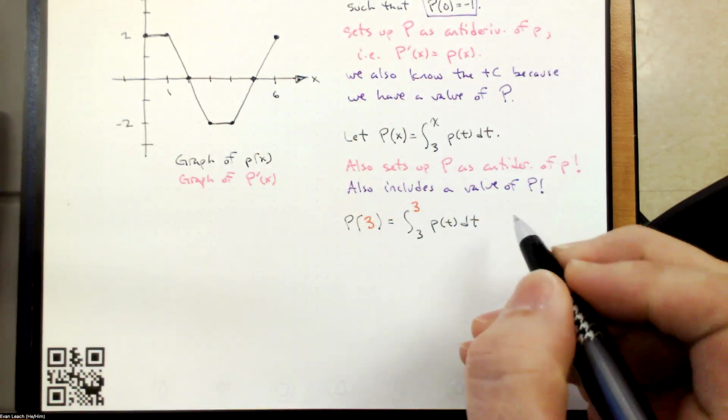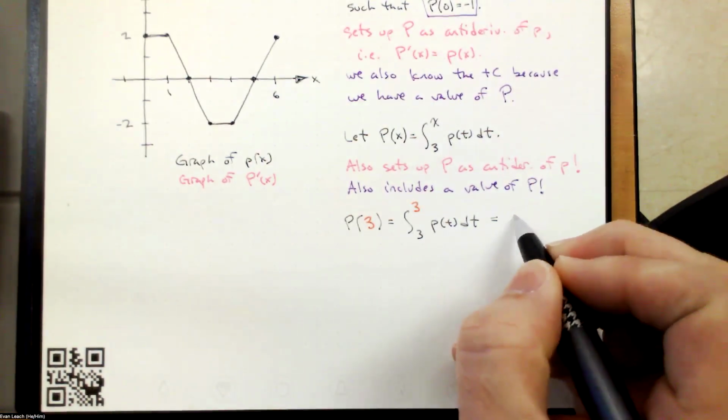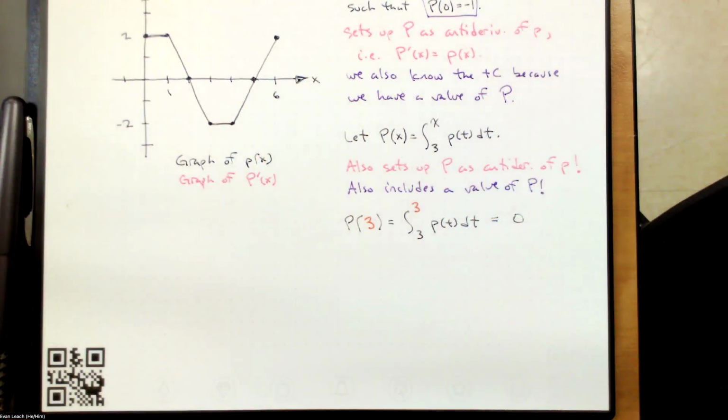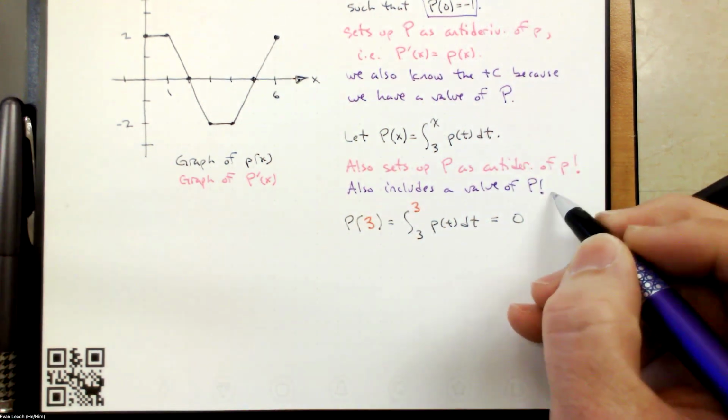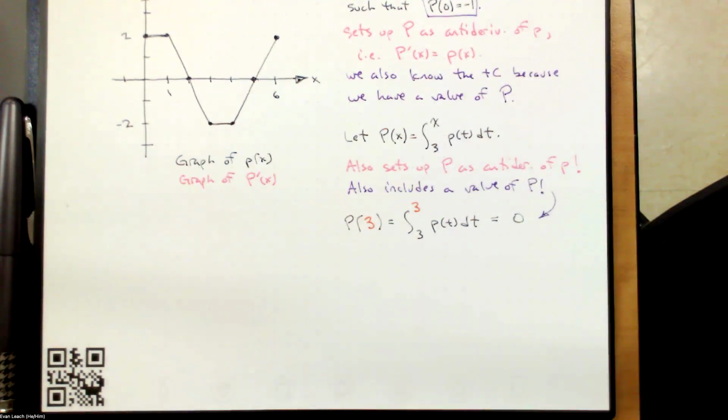So here is one of the values that we get. I didn't explicitly state that capital P of 3 is equal to 0. I kind of implied it. But now we have a value. We've got the value of capital P. And through the second fundamental theorem of calculus, we've set up capital P as an antiderivative.